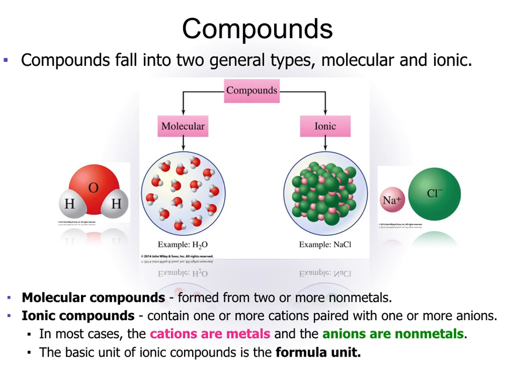The basic unit of an ionic compound is called a formula unit. So a formula unit of sodium chloride would just be NaCl. A molecule of water is H2O. But again, it's important for you to understand molecular compounds are 2 or more nonmetals chemically bound together. Ionic compounds are a metal and a nonmetal, and they form a formula unit.